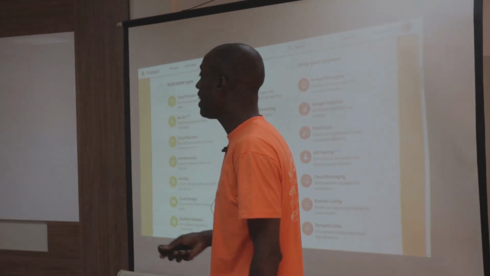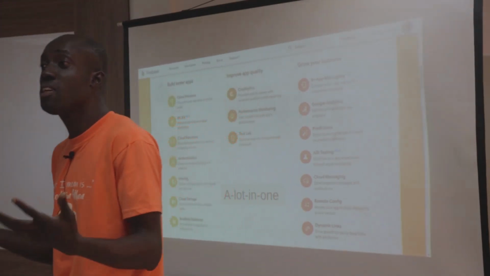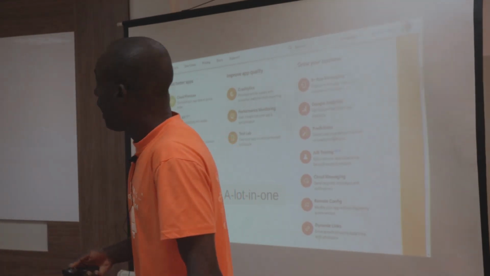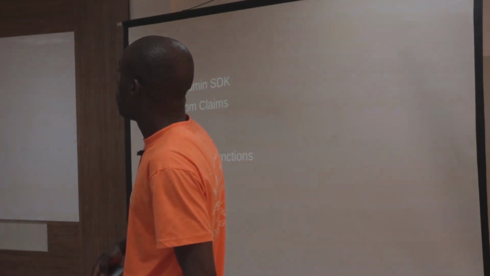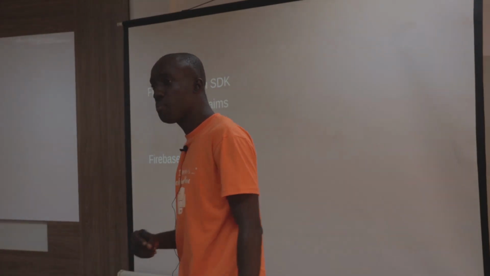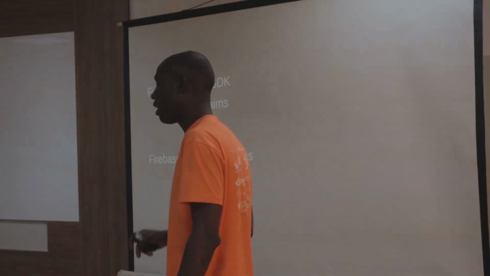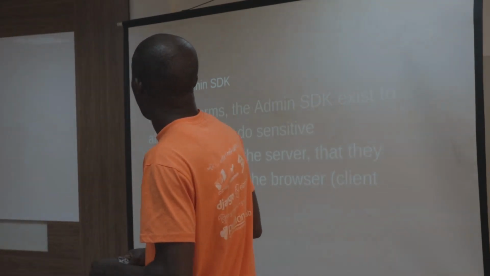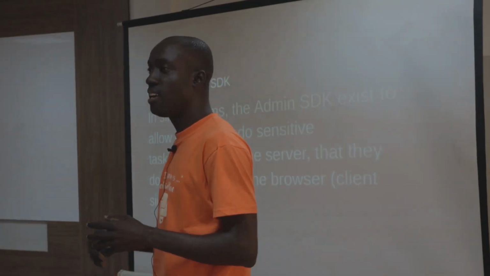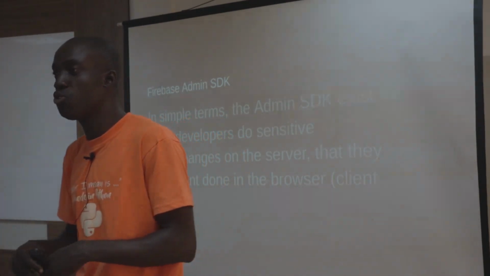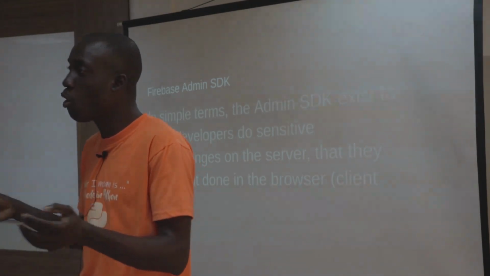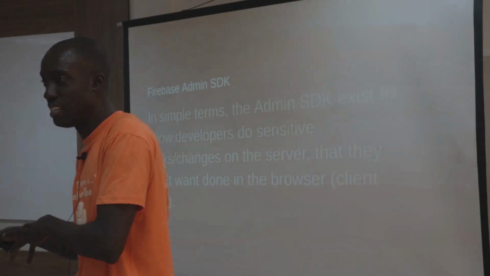So I chose this title so that you can have a feel of some of the things you can use Firebase to do in production in the real world. And we'll be considering a scenario today. Today's discussion will revolve around the Firebase Admin SDK and the Firebase Cloud Functions. Under the Admin SDK, we will be considering what they call the custom claims. In short, the SDK is a way to allow you, the developer, to run certain sensitive tasks and code or functions not in the client.